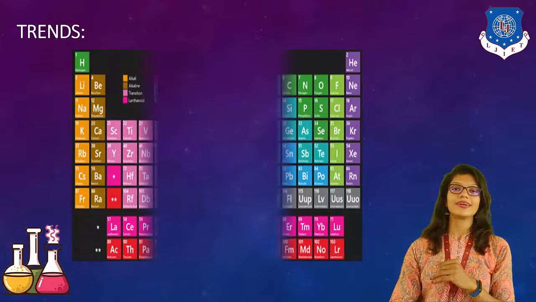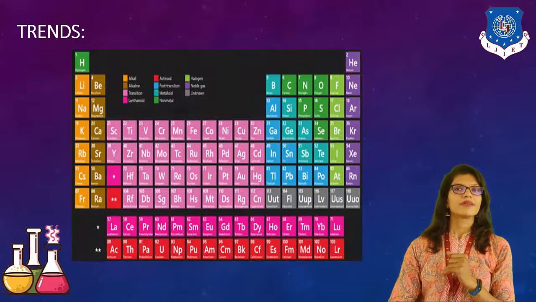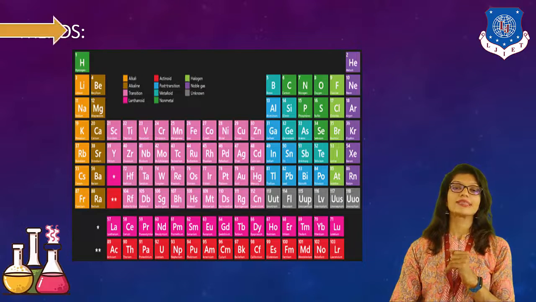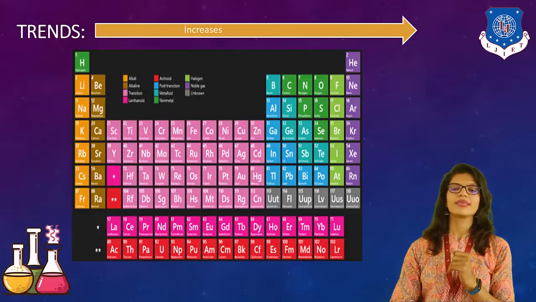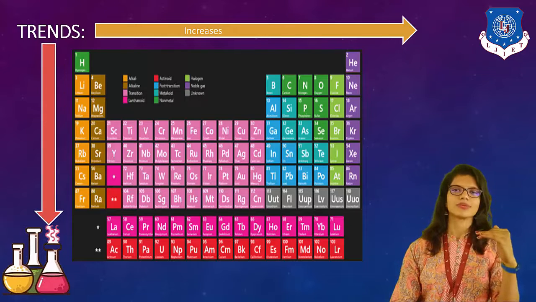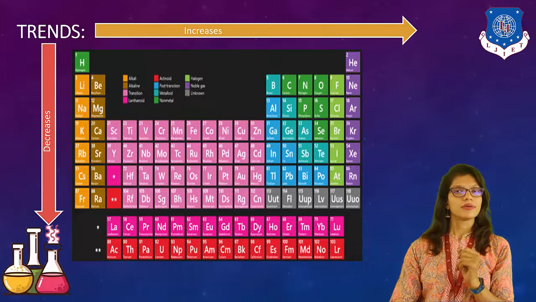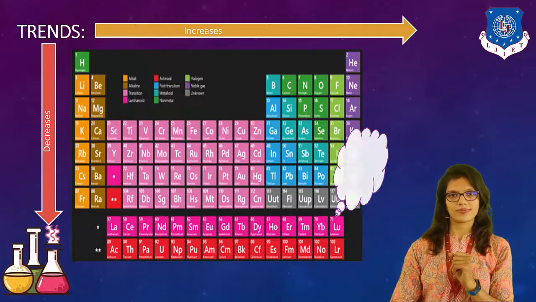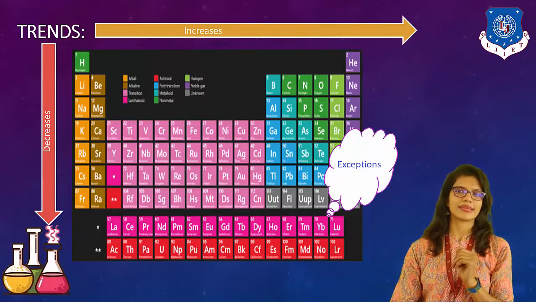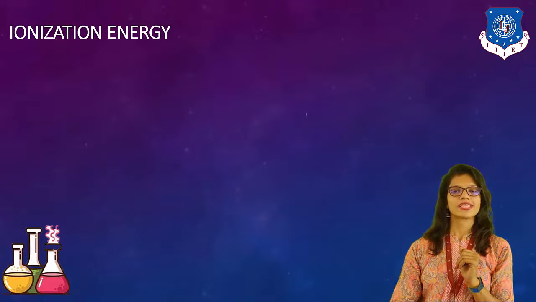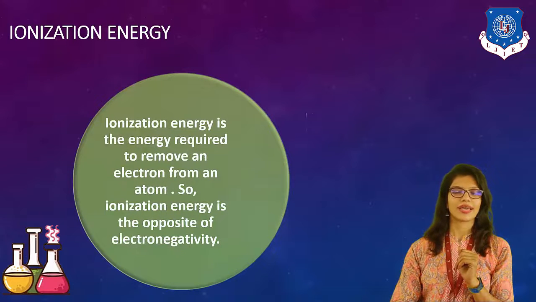Let's observe their trends. So, when we move from left to right, the value of electronegativity increases. And when we move from top to bottom, the value of electronegativity decreases. Here, two exceptions are also there: noble gases and lanthanide actinide series. They are referred to as exceptions because they don't follow this trend. Okay? Let's move ahead. Our next property is ionization energy.